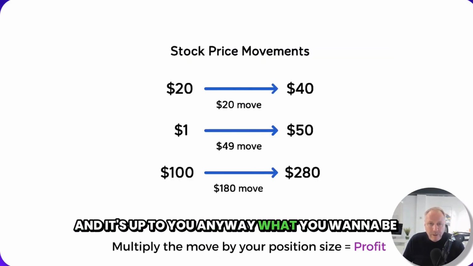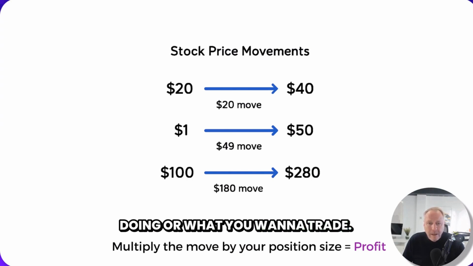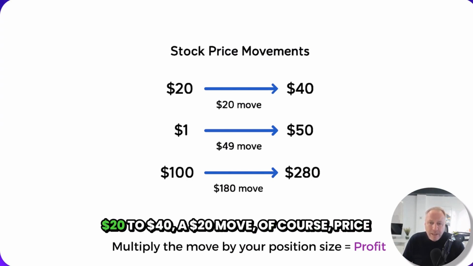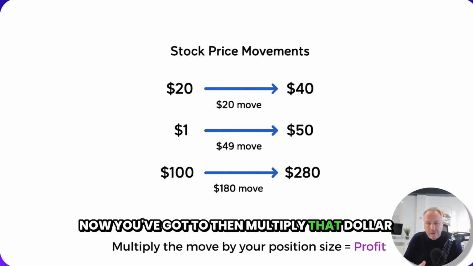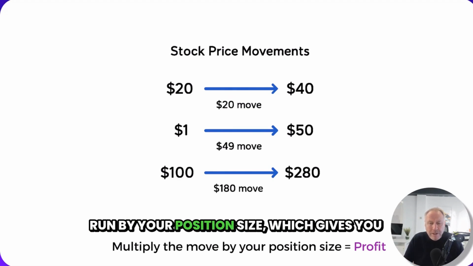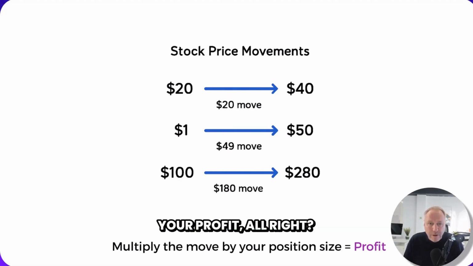And it's up to you anyway what you want to be doing or what you want to trade. So let's just go through some basics. $20 to $40, a $20 move, of course, price movement. $1 to $50 is a $49 move. And $100 to $280 is a $180 move here. Now, you've got to then multiply that dollar run by your position size, which gives you your profit, all right?